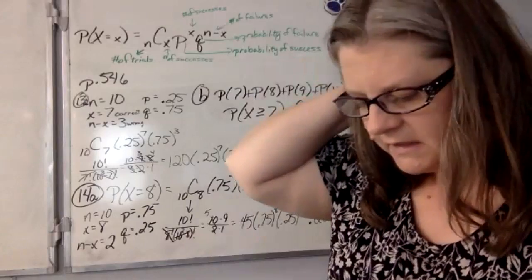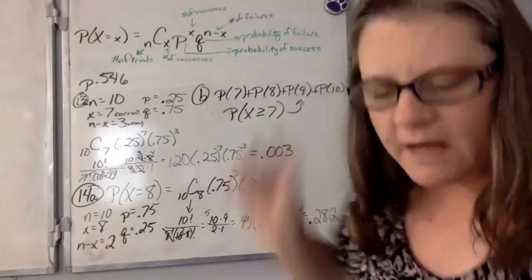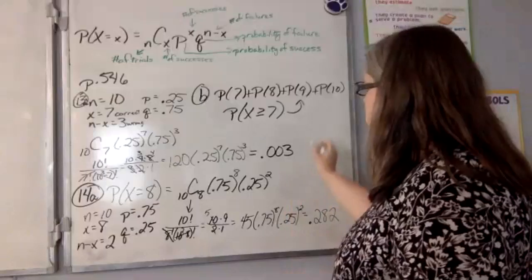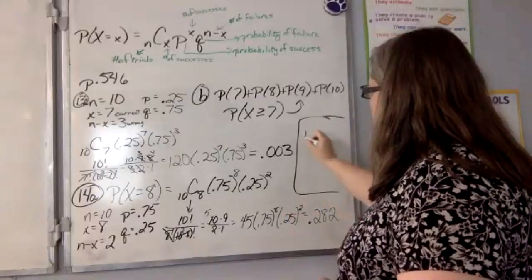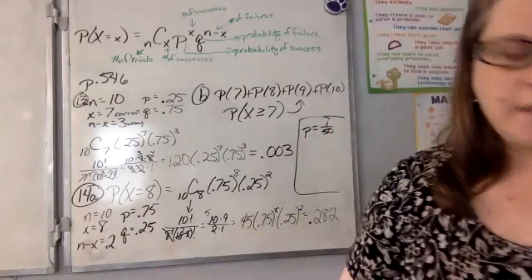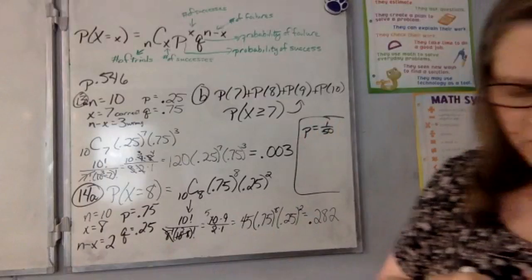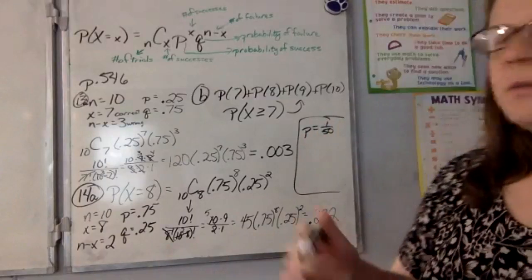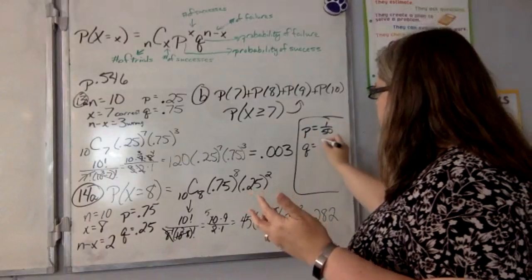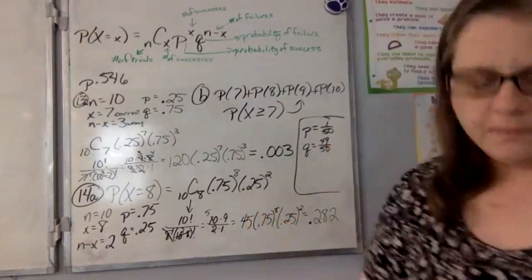So what's the chances that it won't work? 1 out of how many? 50. 1 out of 50. So my probability value would be 1 out of 50, and then you can change it to a decimal if you need to, but that would be your p-value. Okay, so that means the Q would be, if 1 out of 50 doesn't work, then 49 out of 50 would work.